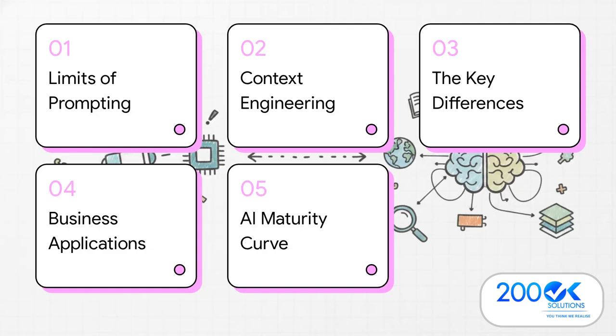So here's our quick roadmap for the explainer today. We'll start with number 1, the limits of prompting. Then 2, enter context engineering. 3, the key differences between the two. 4, some real-world business applications. And finally, 5, the AI maturity curve.